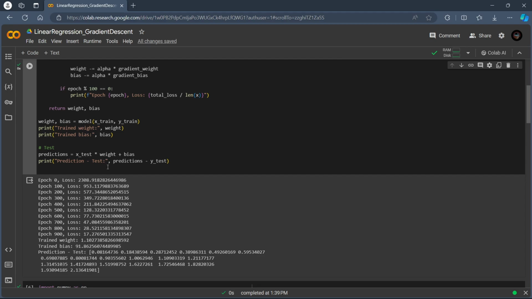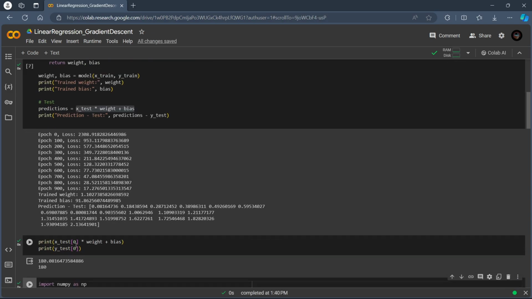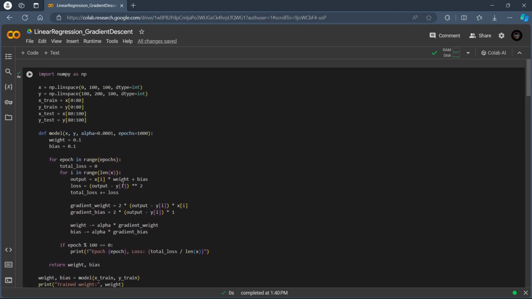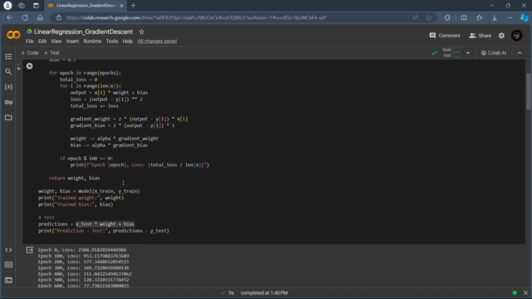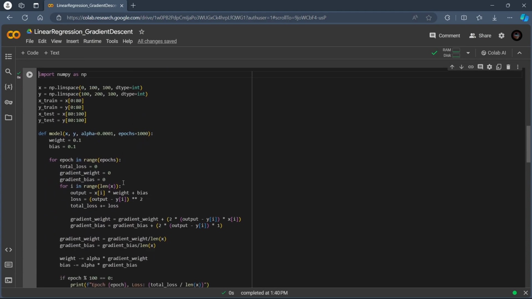For example, you can see here our testing data has 180 as the input, and my y test actually has 180. The difference you can see here is 0.08. Okay, so this is the stochastic gradient descent, and I have also implemented the batch gradient descent as well as the mini batch gradient descent.